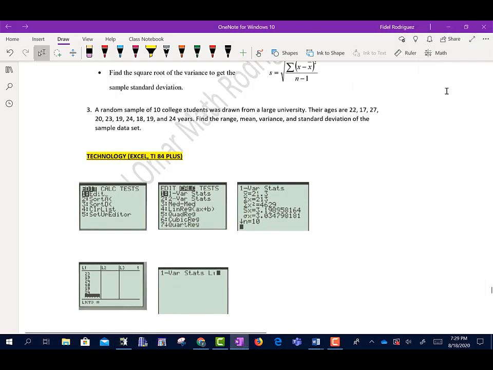So I don't necessarily need my calculator to find the range. What was the biggest number that we had here? It looks like the biggest number that we had was 27, okay? So number one, we're going to find our range. The way we're going to find our range is we're going to take 27 minus, what was the smallest number that we had here? It looks like the smallest number was 17, okay? So 27 minus 17, that's going to give me 10, okay? So we found the range. Number two, let's find our mean.